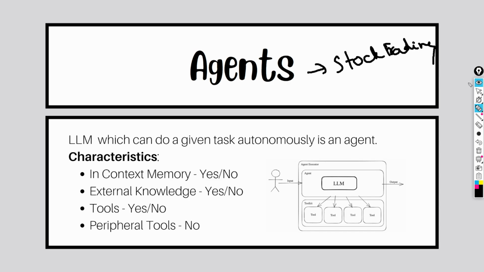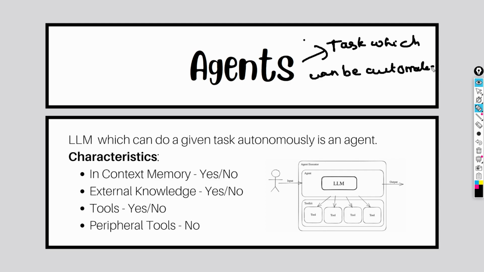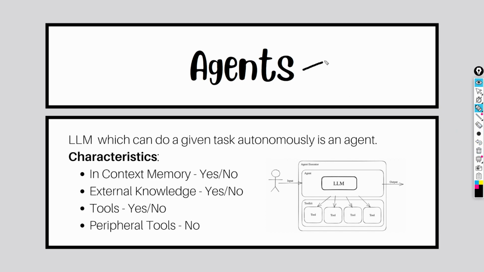When you know that these are the things which are required to do a task autonomously, that is when you will go to an agent. A task which can be automated without any human intervention, and only when this is required. When we need to do an automation, and you know that when I provide these specific tools I need not intervene, then only are you going to go for agents.